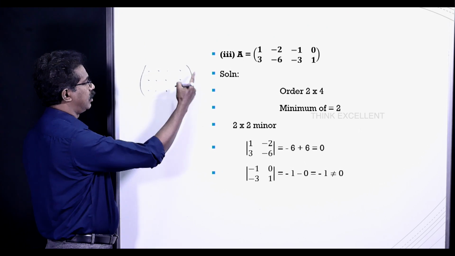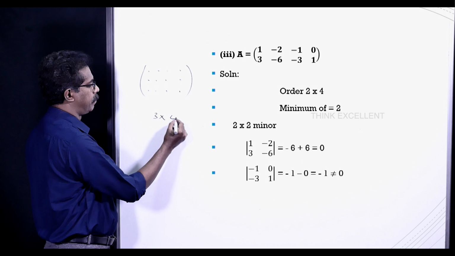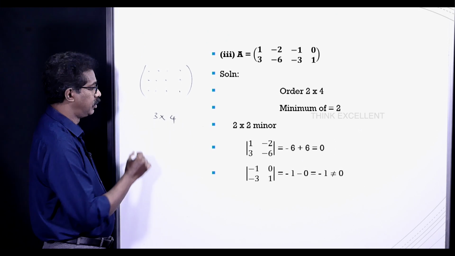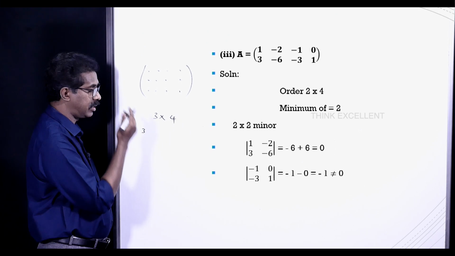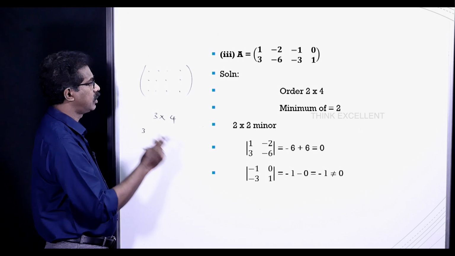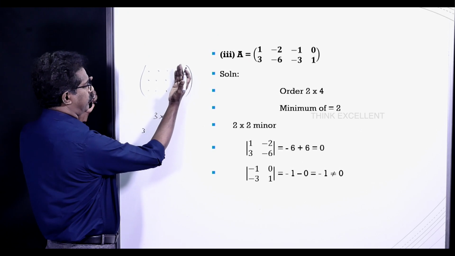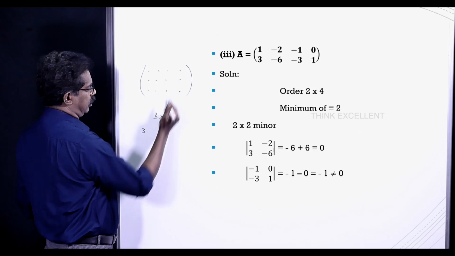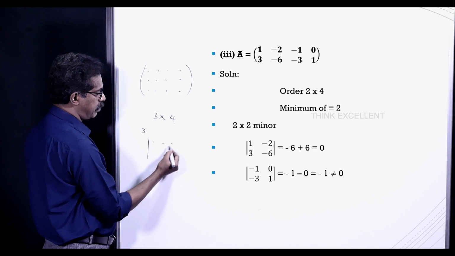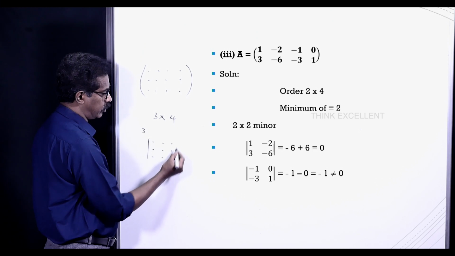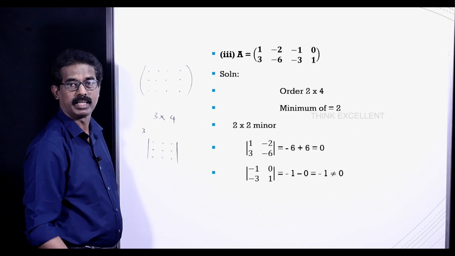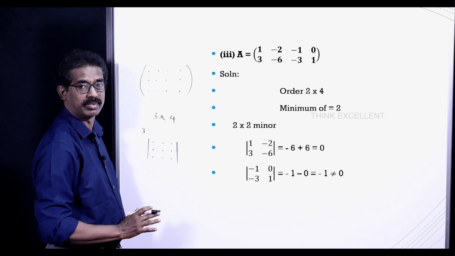What is the order here? 3 by 4. Which is the smaller among these two? It is 3. So rank is either 3 or less than 3. So take a 3 by 3. Normally we take the first 3 by 3 like this, right? You take a 3 by 3. 3 by 3 you cannot do like 2 by 2, right? 2 by 2 you can do very easily. But 3 by 3 takes some time to do very carefully, right?